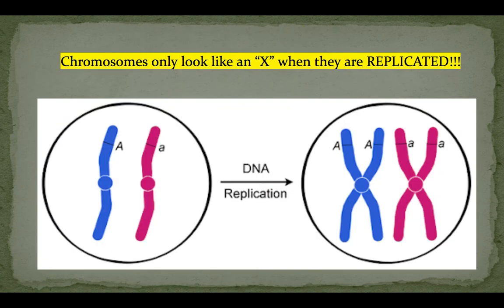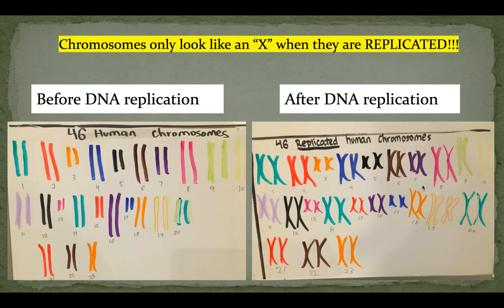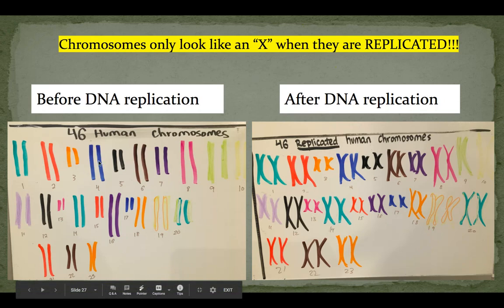Something also about chromosomes, I said earlier that they look like X's. They only look like X's after replication. So here are 2 chromosomes, okay? And then here are the same 2 chromosomes after replication. Okay, now let's look at that in the human with the full set. Here are 46 human chromosomes. And here are 46 replicated chromosomes where a second copy has been made. And now it looks like an X because the copy that's been made is attached to the original.